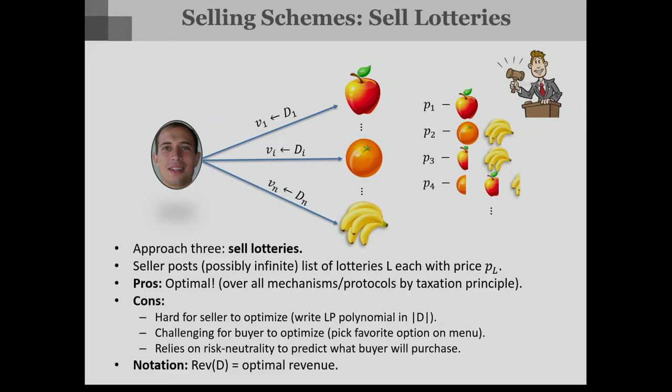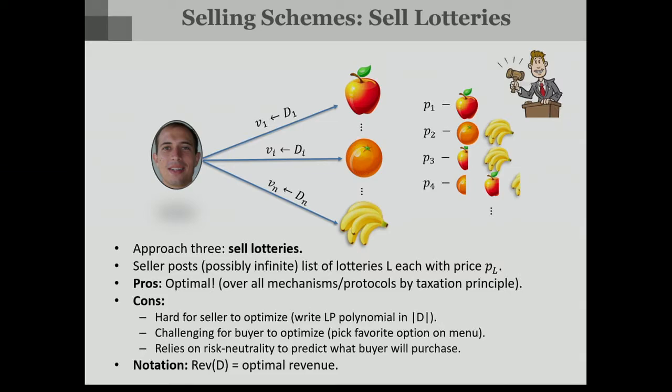Okay, so the upside of using a scheme like this is that it is in fact optimal over all possible mechanisms and protocols that the seller could use. So that's good. The downside is that this is a hard problem for the seller to optimize. If he wants to find the optimal lottery system, he would have to write an LP that's polynomial in the support of the buyer's value distribution.